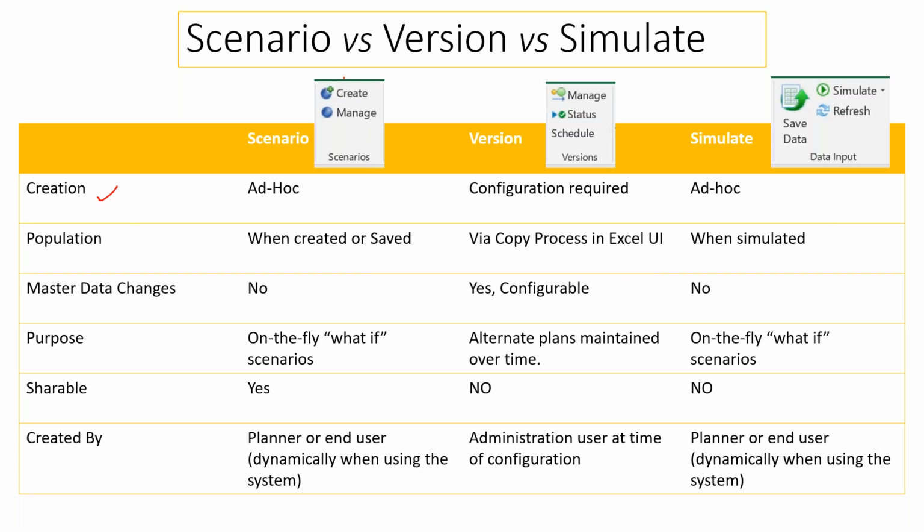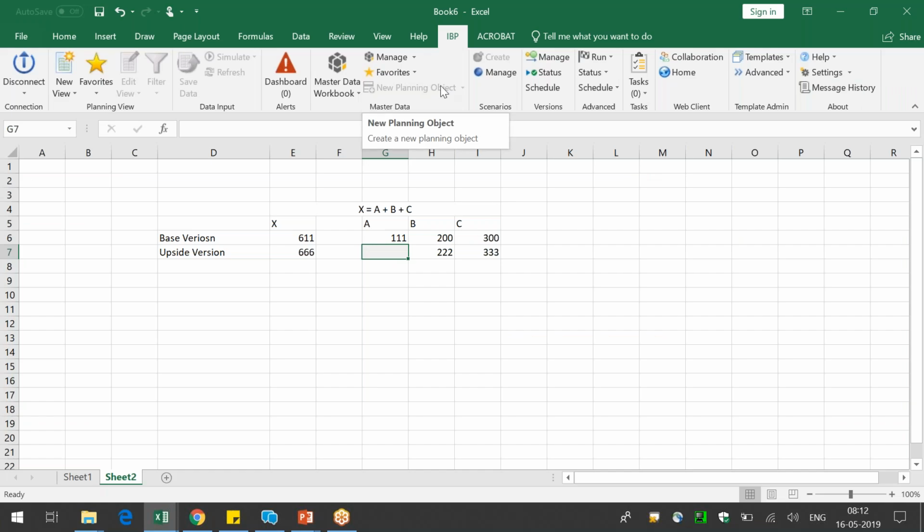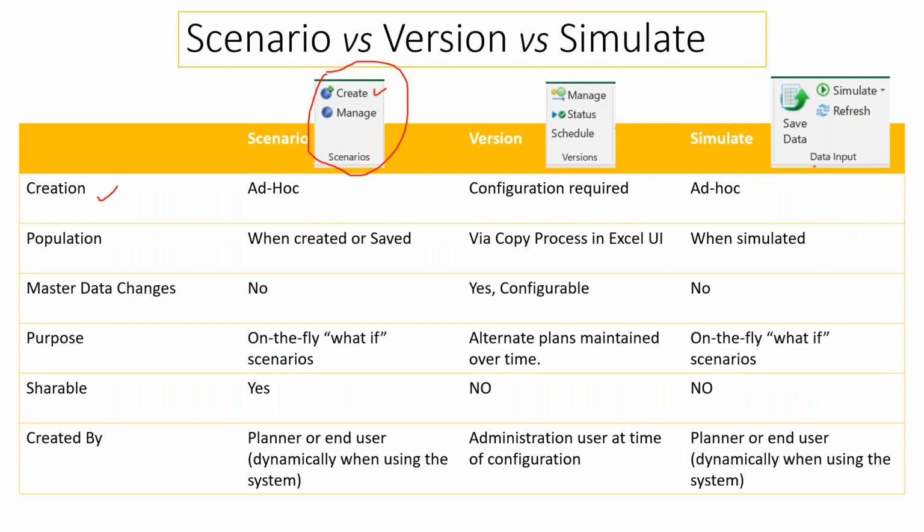So this is the option that is available under the scenarios. Create. But this you won't create ad hoc. This is a configuration required. So from the Excel planning view, you cannot create it, right? We went into the configuration app and then we clicked on versions, and then we created the version that we want. Whereas simulate is here in the data input, this simulate option. So this is ad hoc, but this requires a configuration.